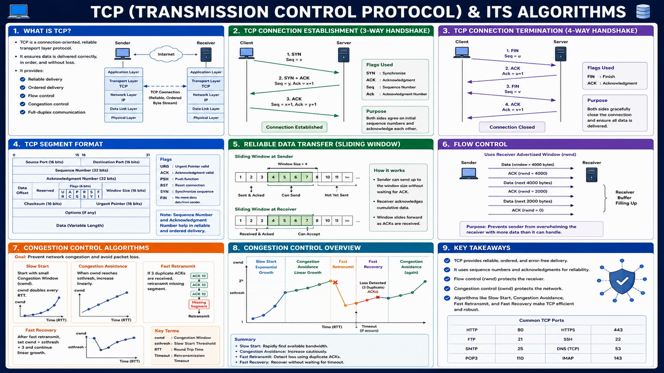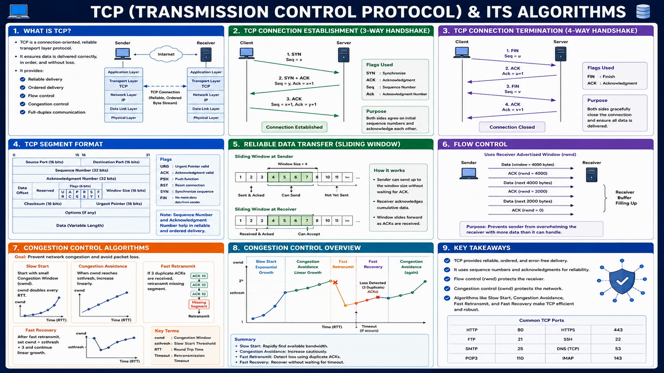Unlike UDP, TCP guarantees the data arrives correctly in sequence and without loss. TCP establishes a logical connection between the sender and receiver before transmitting data. It supports full duplex communication, flow control, retransmission, and congestion control. Applications such as web browsing, email, file transfer, SSH, databases, and cloud services heavily depend on TCP reliability.